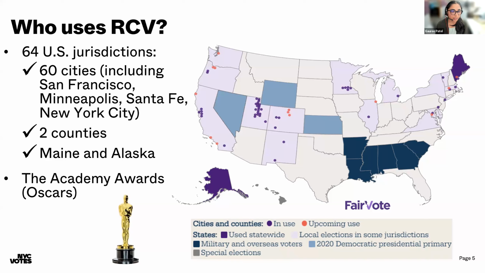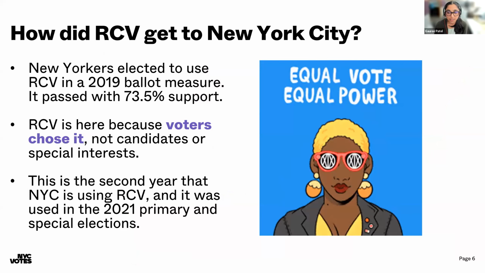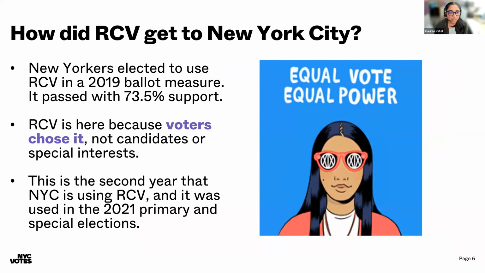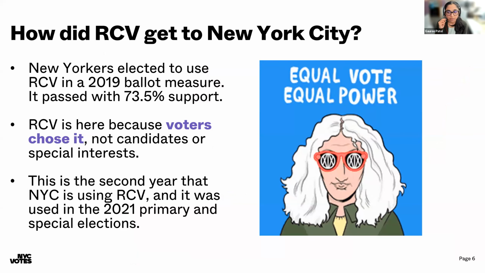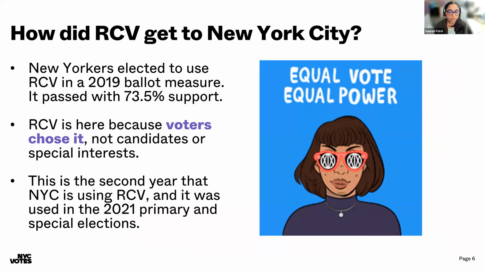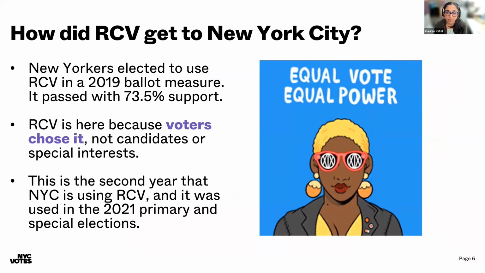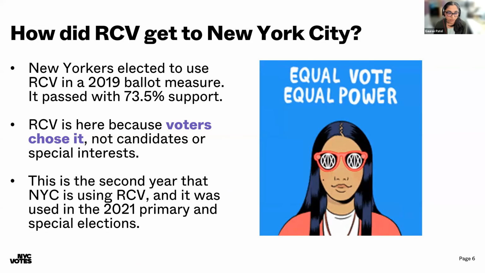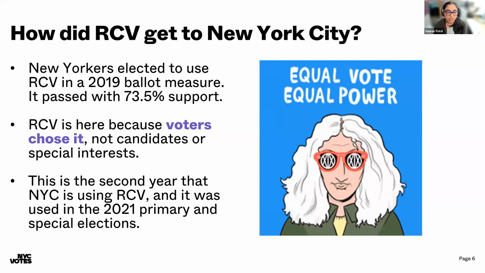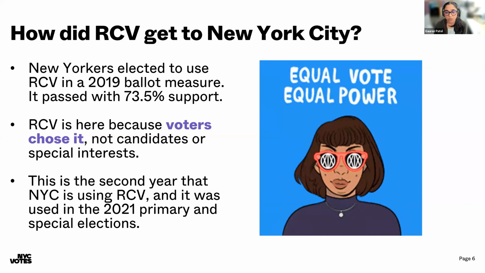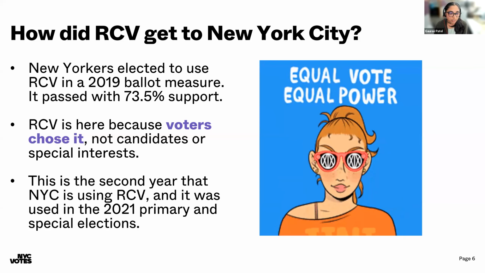So we'll talk a bit more in depth as to how it relates to New York City. So New York City adopted ranked choice voting back in 2019 as part of a ballot measure. So that means voters themselves chose to switch to ranked choice voting with a 73.5% passing support with this system. It is here because voters, again, chose it, not because of candidates or other special interest groups that we see influencing the election structure and space.